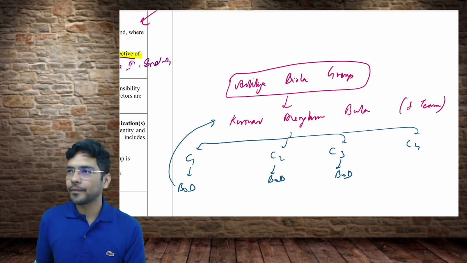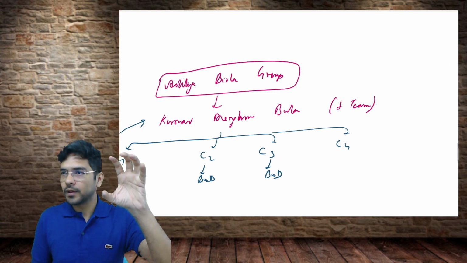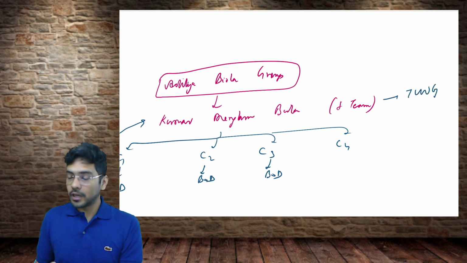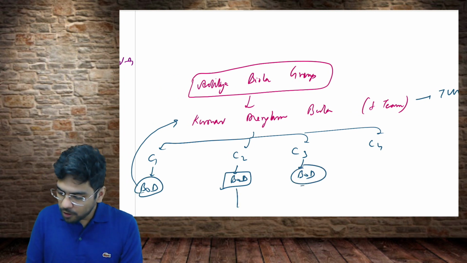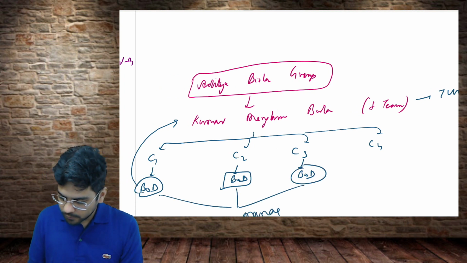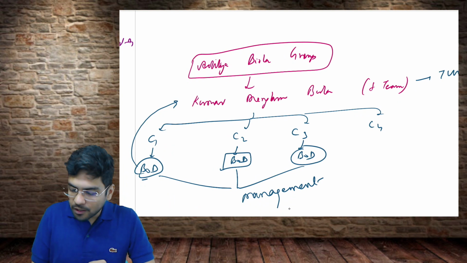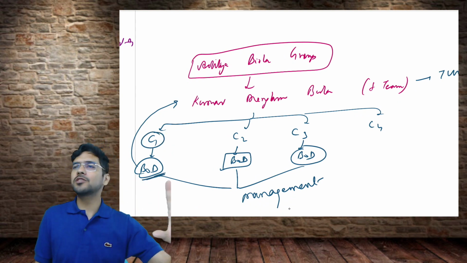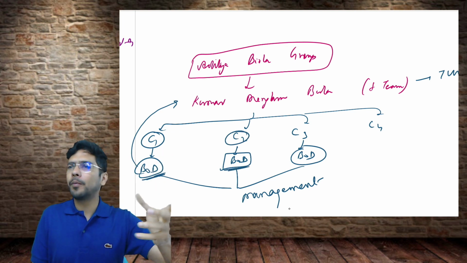Kumar Mangalam Birla. Yes or no? So Kumar Mangalam Birla and his team members will be called as what? TCWG. And the board of directors of each of these companies will be called as, okay, can I say it this way, that the board of directors will be responsible for day-to-day operational decisions for C1. This board will be responsible for the day-to-day operations of C2.